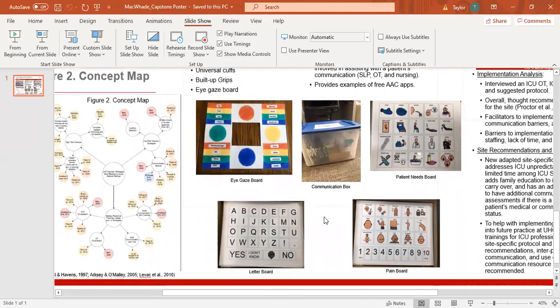So the boxes in the middle, on the left was an eye gaze board created for the site, and then we have several communication boards, including a picture needs board, a letter board, and then a pain board.